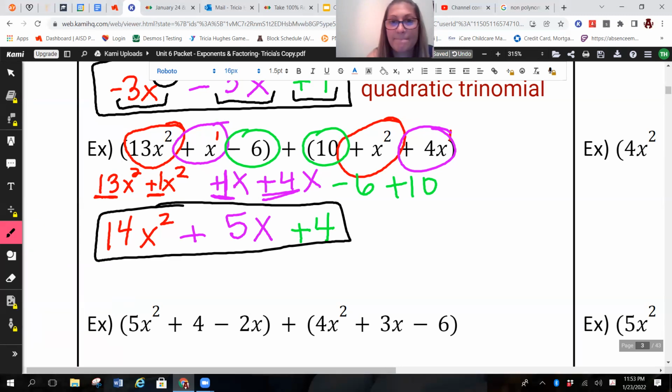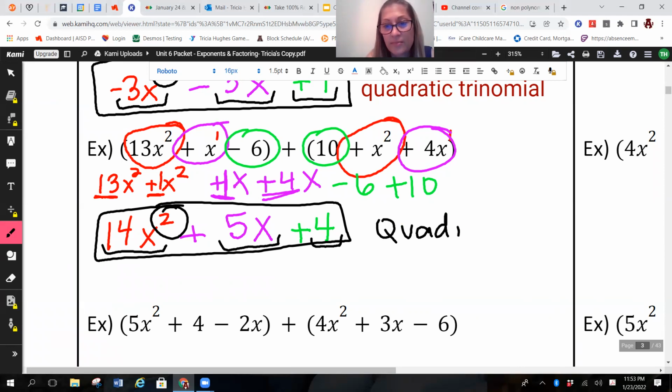There's our final answer. Again, we're going to name it by what's our highest exponent and how many terms it has. And you'll notice that each term I use a different color. So since you can count 3 colors, 3 means trinomial. So this is a quadratic trinomial.